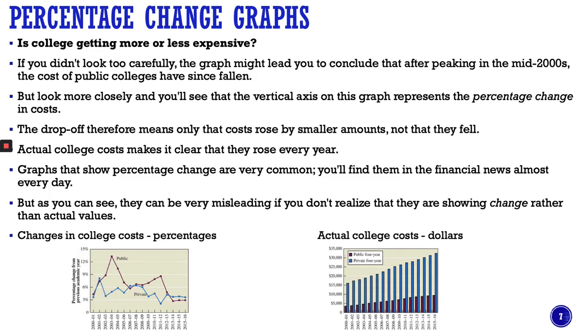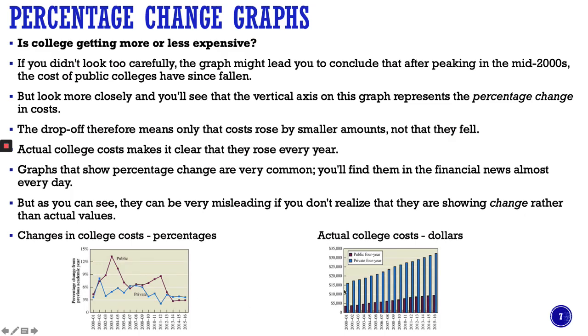Percentage change graphs: is college getting more or less expensive? If you didn't look too carefully, the graph might lead you to conclude that after peaking in the mid-2000s, the cost of public colleges has since fallen. But look more closely and you'll see that the vertical axis on this graph represents the percentage change in cost. The drop-off therefore means only that costs rose by smaller amounts, not that they fell. Actual college costs make it clear that they rose every year.